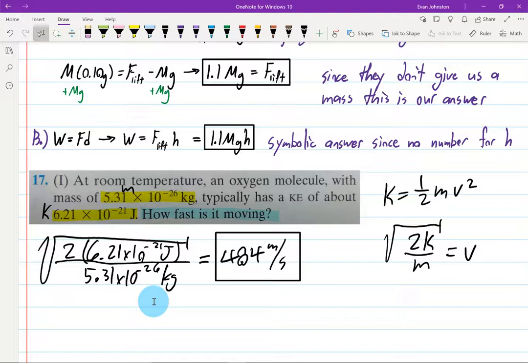Let me see this on my calculator here. That's actually a little over 1,000 miles per hour. So a typical oxygen molecule in your house is moving at 1,082 miles per hour.